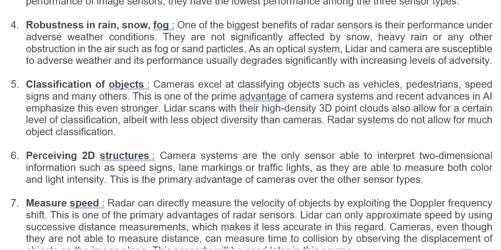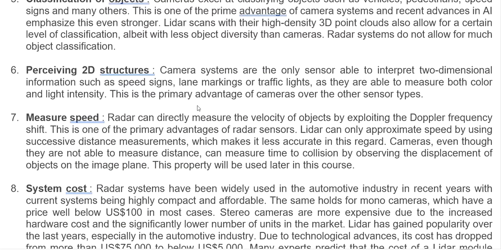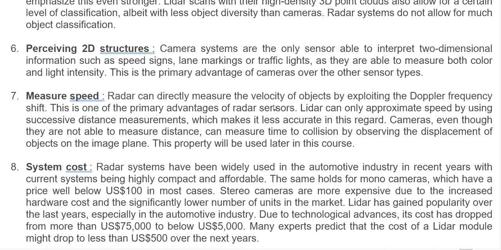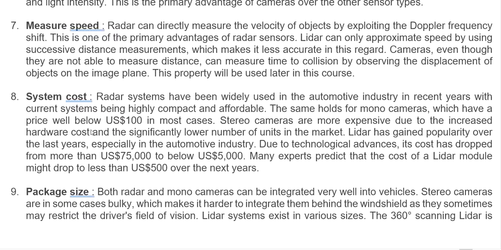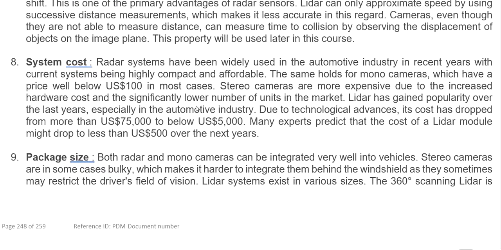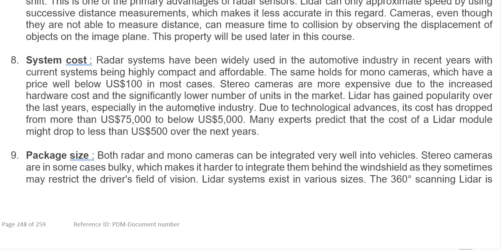Classification of objects: only the camera itself is capable of classifying objects such as vehicles, pedestrians, speed signs, and many others. The camera is the only sensor able to interpret two-dimensional information such as speed signs, landmarks, and traffic lights. Measuring speed: radar is the best, it can directly measure the velocity of an object by exploiting the Doppler frequency shift. Radar systems have been widely used in the automotive industry in recent years, with the current systems being highly compact and affordable.